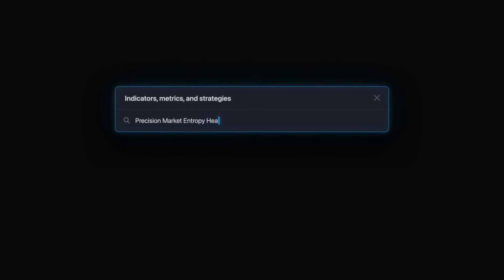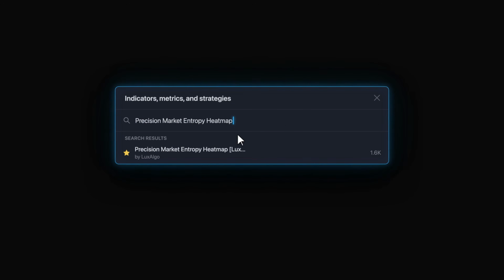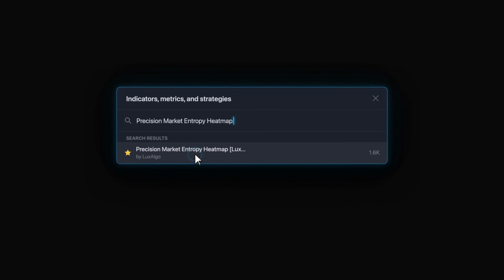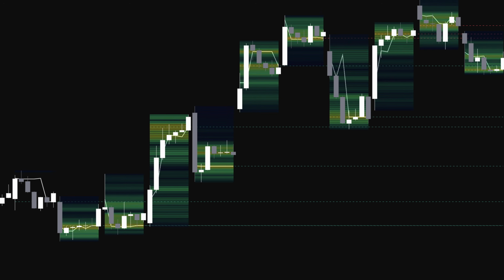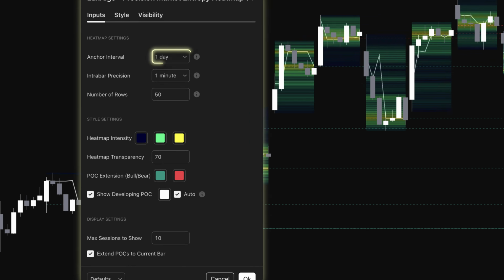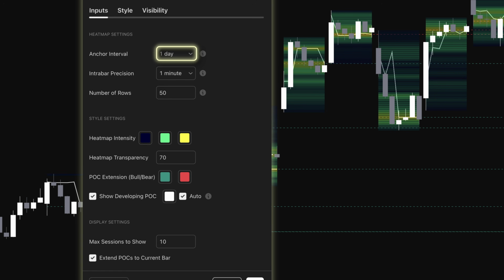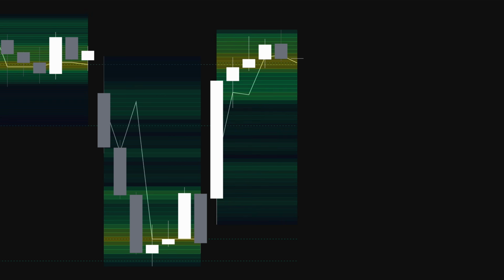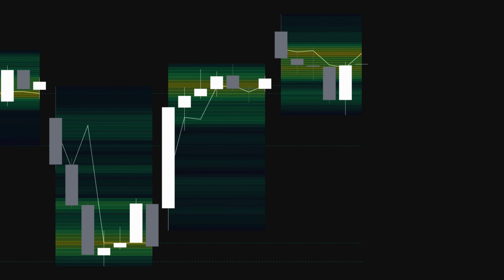Precision Market Entropy heat map, created by LuxAlgo, takes a different approach to the volume profile concept by dropping the traditional histogram entirely and replacing it with a session-based heat map. Each anchor period, daily by default, gets its own block of color-graded rows that map where volume concentrated inside that session, with a developing point of control that updates live as the current session unfolds.